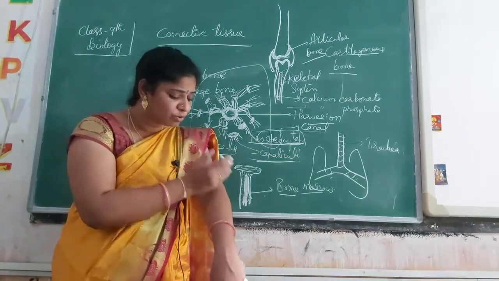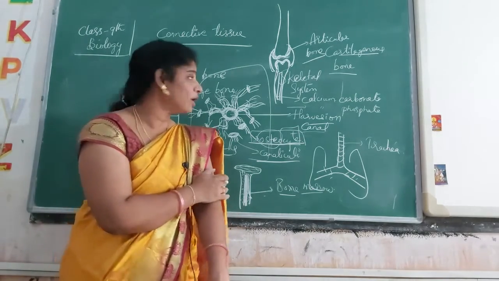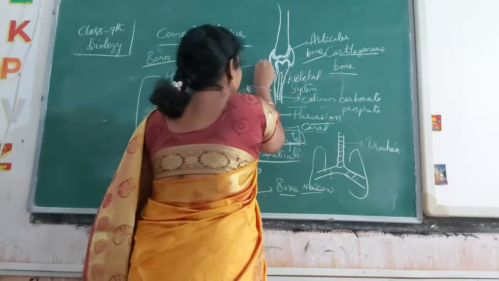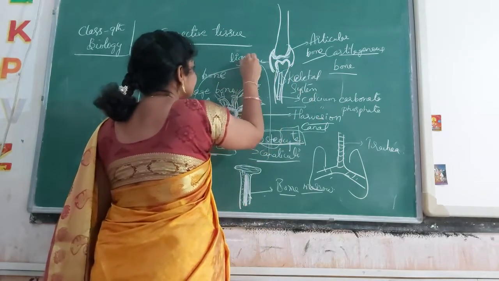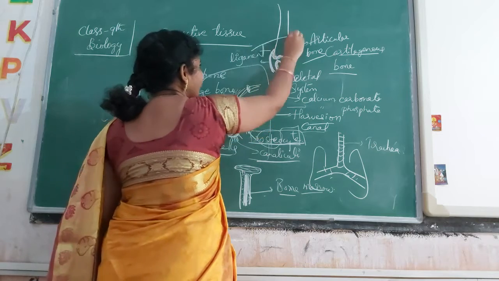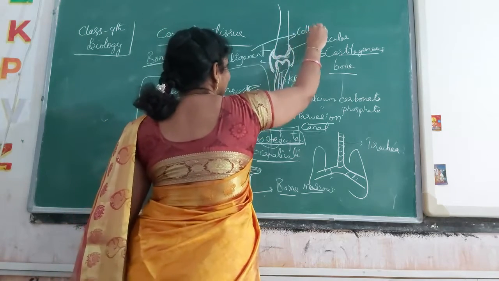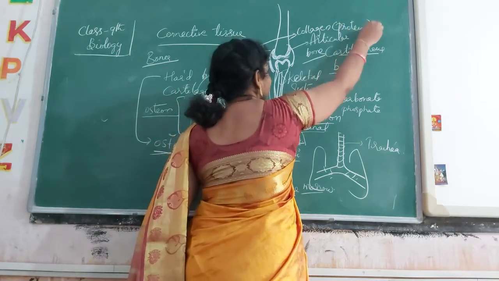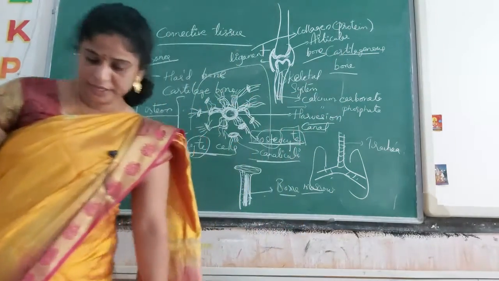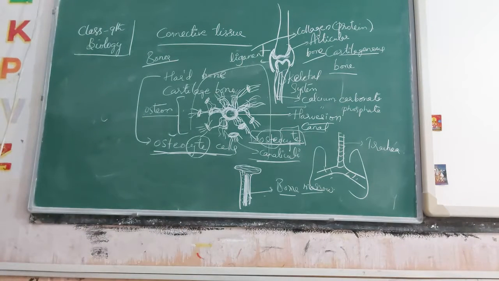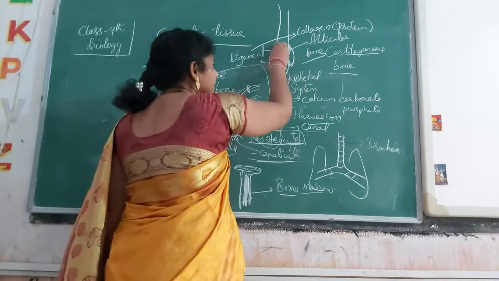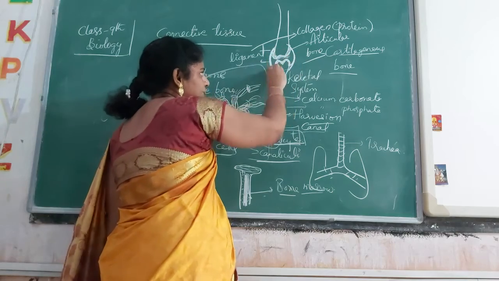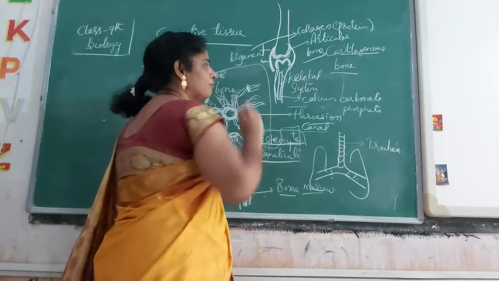So again, this bone and this bone are joined with a ligament. What is this called? Ligament. It is made up of a protein called collagen. It is made up of collagen proteins. See here, this ligament holds the bone firmly, and it is made up of collagen proteins.